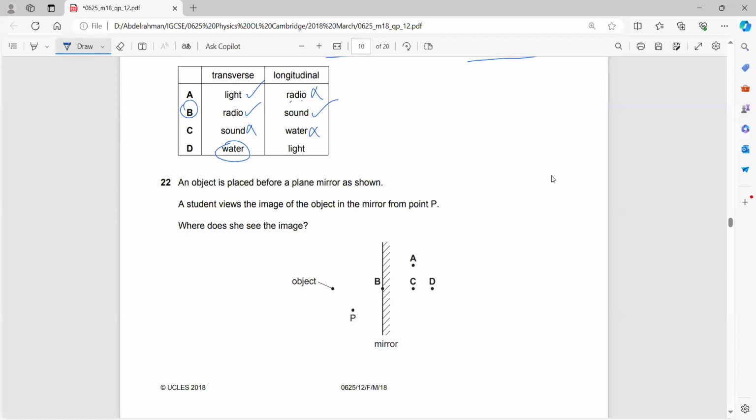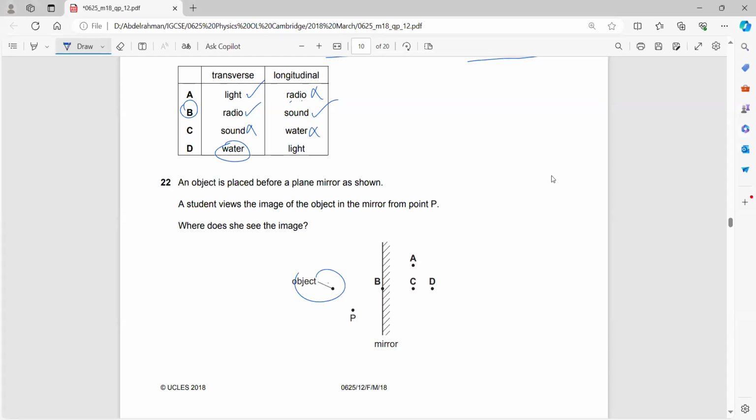I have an object and I have a mirror. Where does she see the image? How can I see the image of this object? Is it at A, B, C, or D? It's quite obvious. Is it A, B, C, or D?